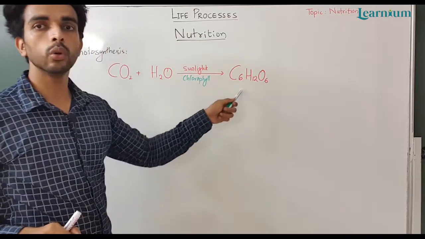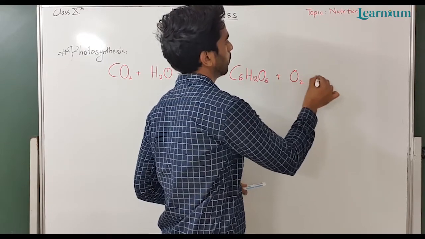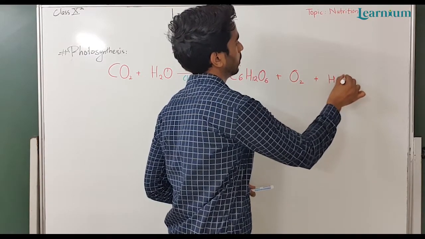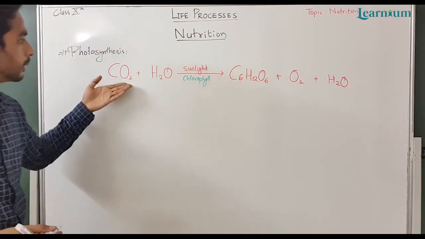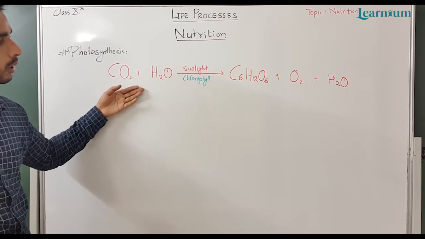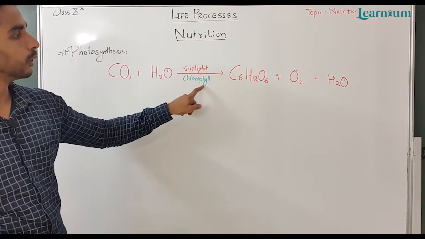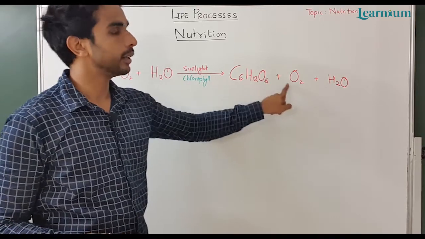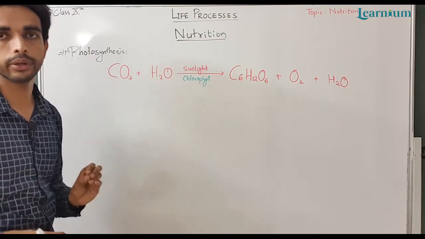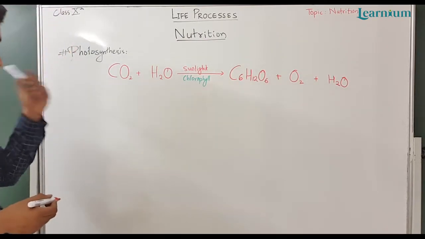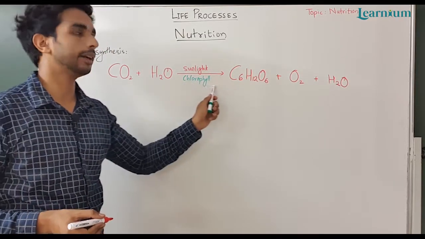In addition to that, glucose is synthesized plus some amount of oxygen plus H2O. So from this equation we can conclude that CO2 and water are used under the sunlight inside chlorophyll pigment or inside the chloroplast to synthesize glucose, in addition to which oxygen and water are also produced. Then this is the equation. I will discuss later what chlorophyll is.